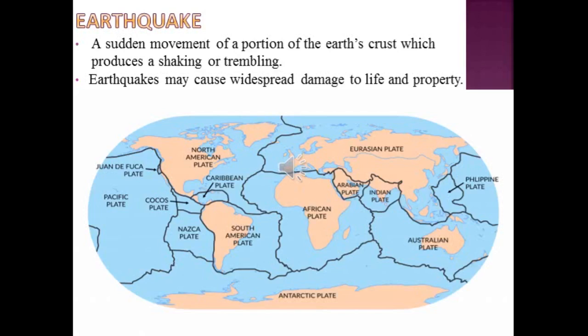The earth crust is broken into many plates. The lithosphere is broken into many plates, which is shown in this map. These plates float over the asthenosphere. When these plates collide, or sometimes move apart, it causes vibration which is felt on the surface of the earth. That is called an earthquake. Earthquake may cause widespread damage to life and property.